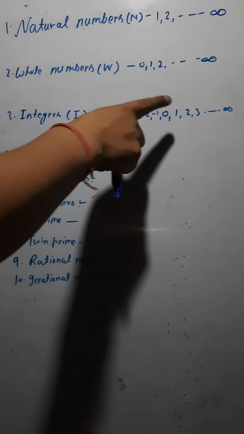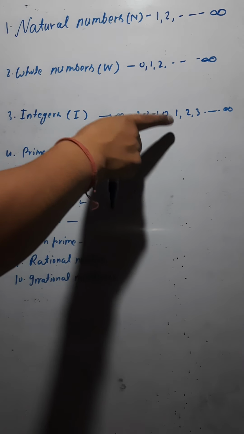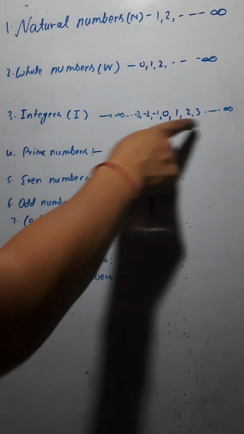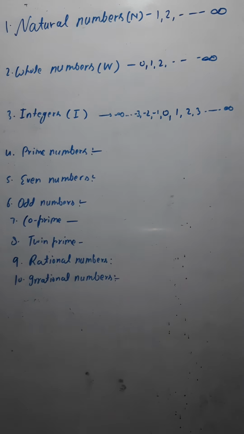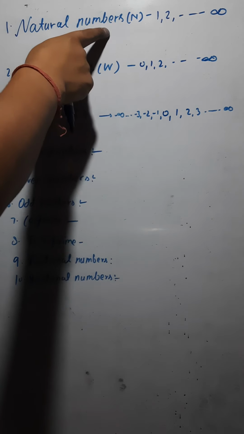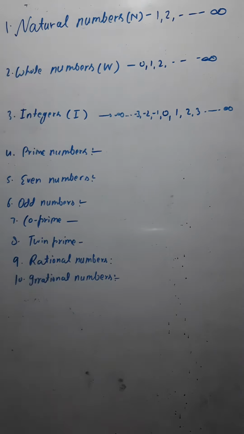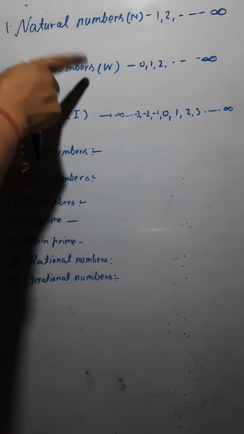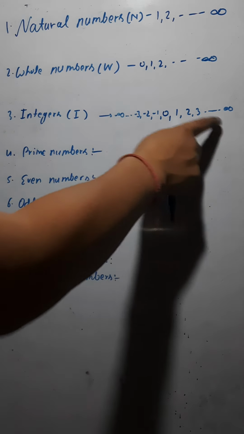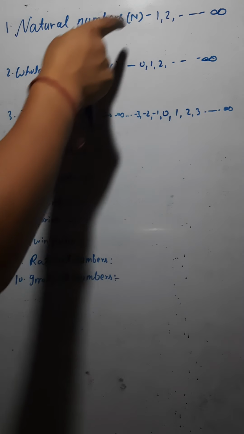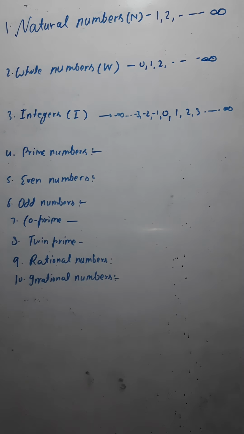And one more thing, these integers include whole numbers and natural numbers also. So all natural numbers are integers and all whole numbers are integers. But all integers are not whole numbers. Some integers are whole numbers, and all integers are not natural numbers. That you should also know. Getting this?